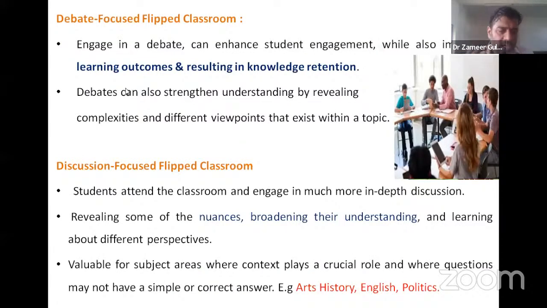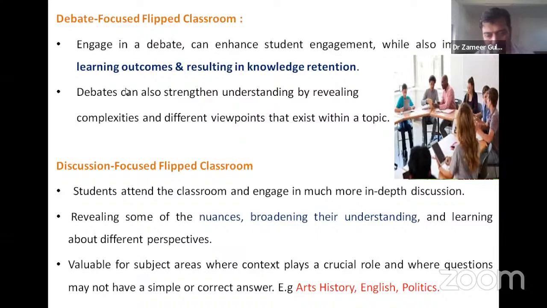Another one is discussion. We'll start discussing some topic. We are having a group, we will start the discussion. But that discussion will be in depth. So it depends on the knowledge depth that those students are having, and how they are engaging other students in a group. Okay, and it will broaden their understanding and learning about different perspectives. And this discussion-based flipped classroom is good for arts and history, English, and the teachers who are teaching political science.